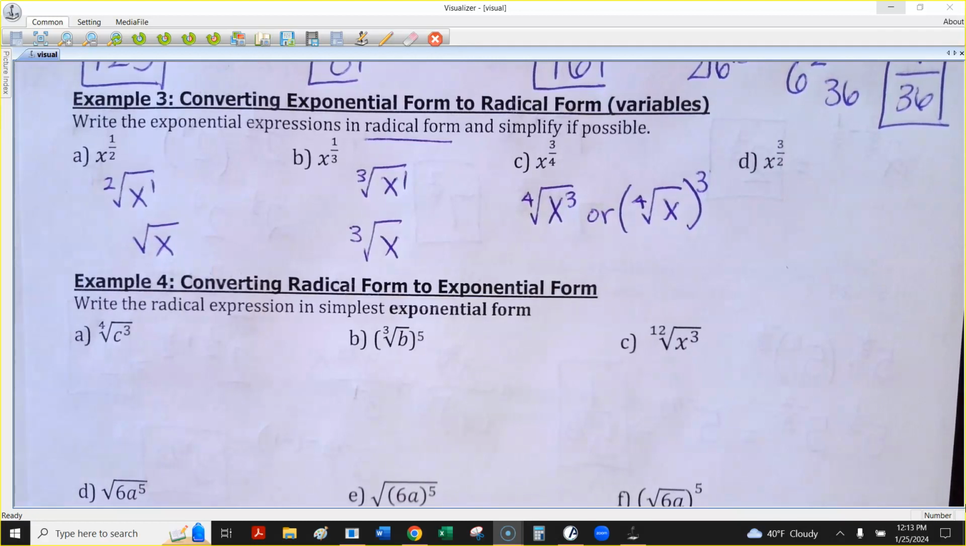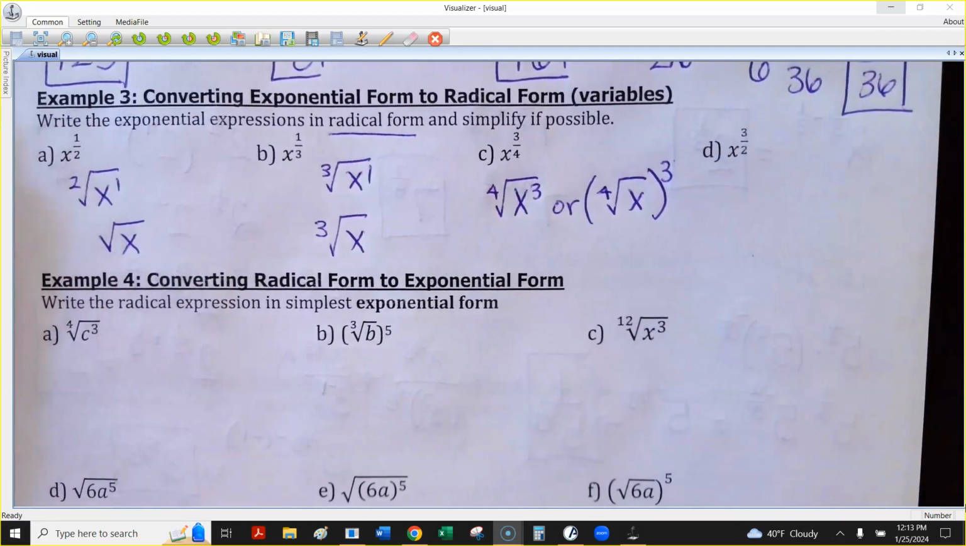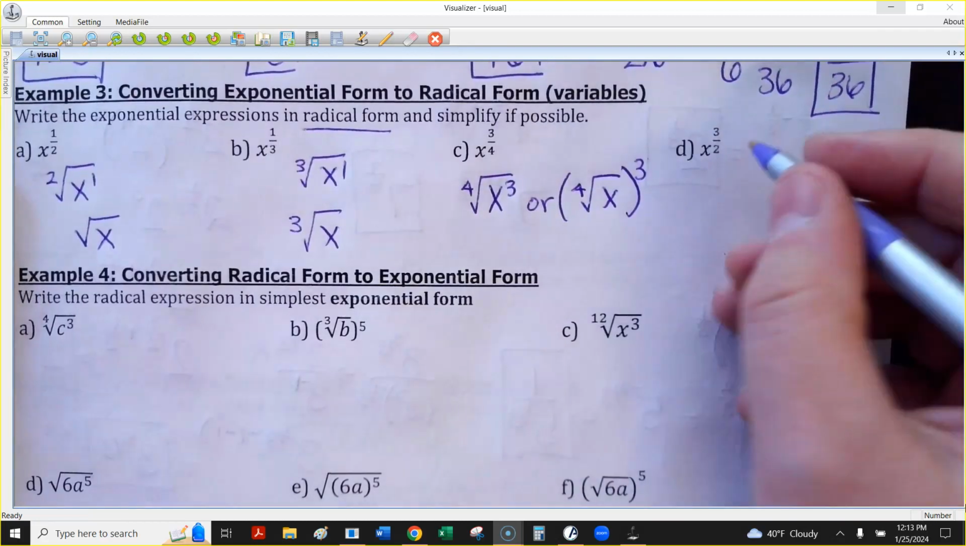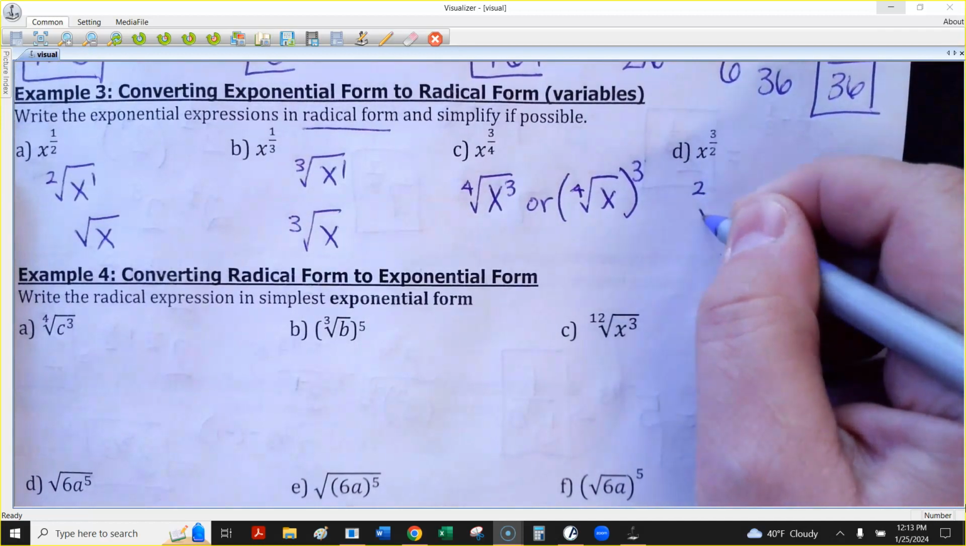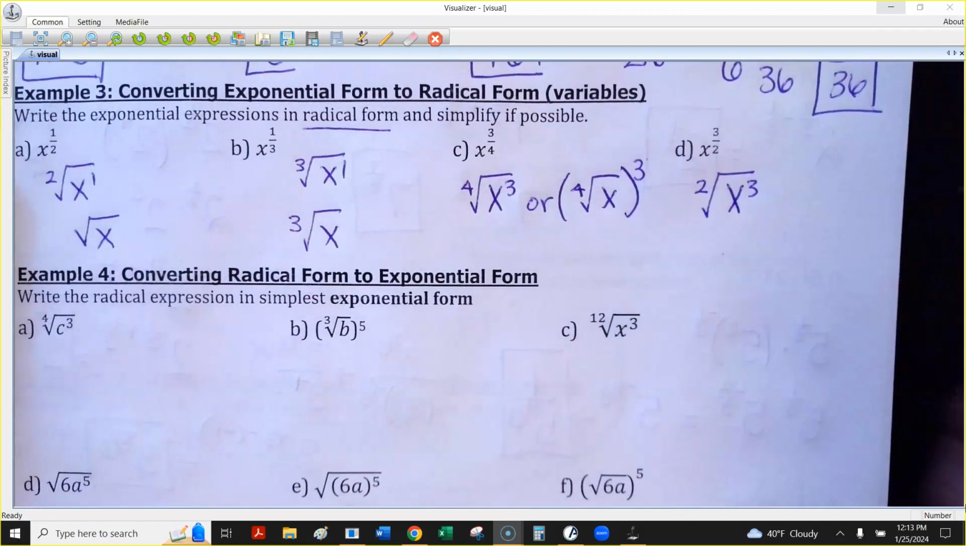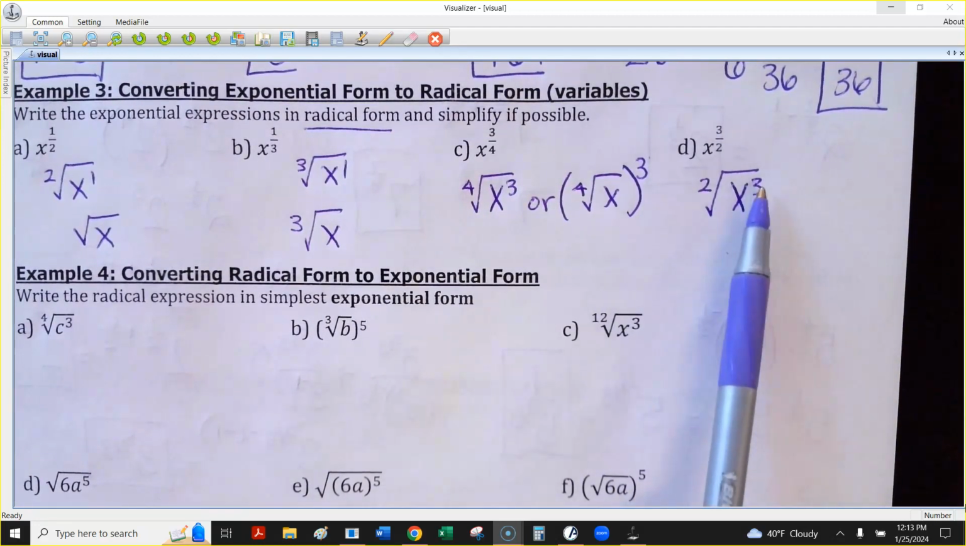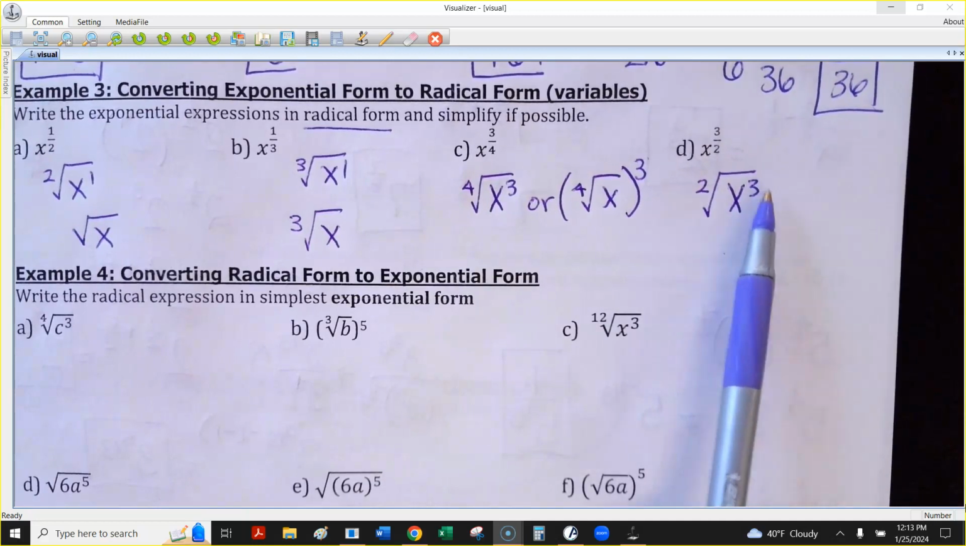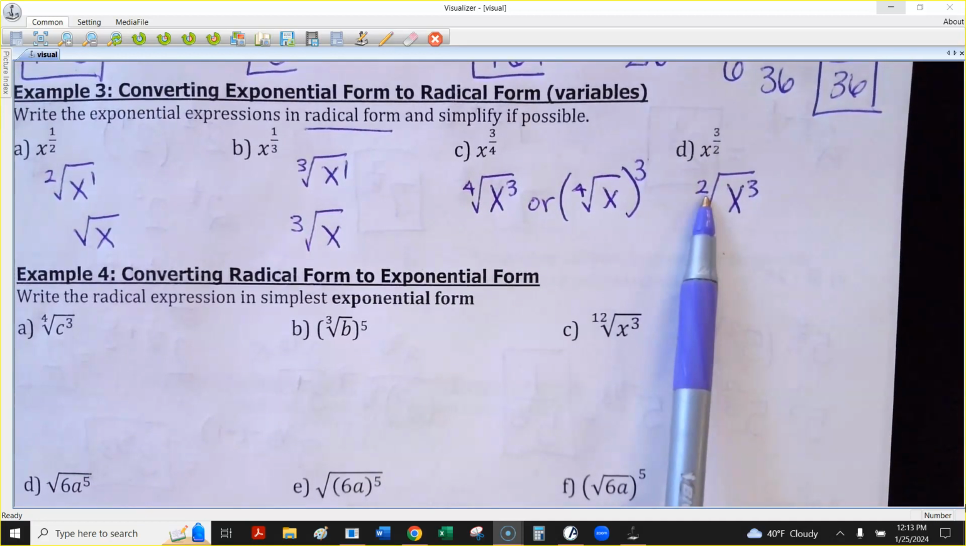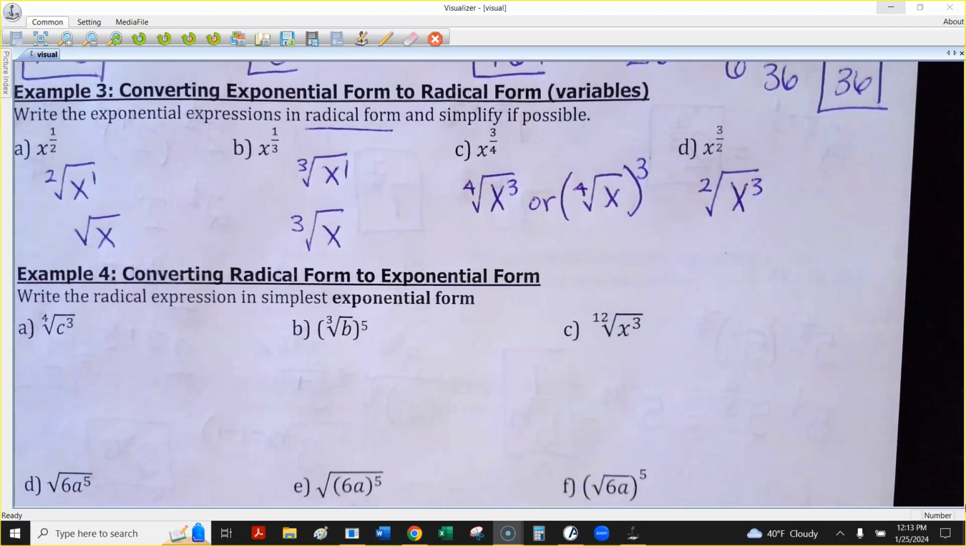And now the last one. This one's a little bit weird. So this would be the square root of x to the 3rd. This does not apply to any of the ones we've done so far. For this one, the exponent inside there is bigger than the index of the root. So that means to me that I could simplify that a little bit.